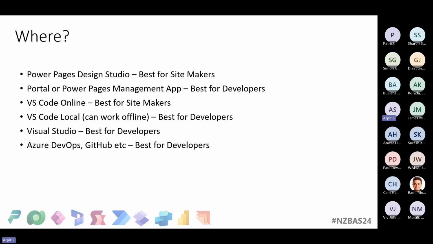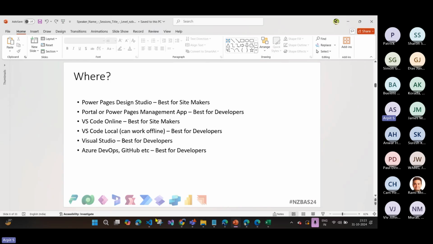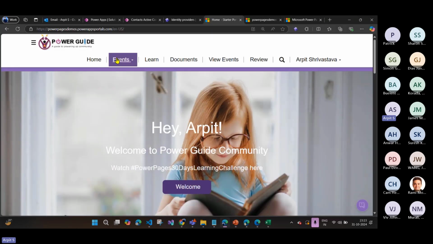And then you have Azure DevOps and GitHub that you can use to store your Power Pages configurations, and you can connect with any of your VS Code or Visual Studio to pull and push the data. So these are the different ways, or the tools, that you can use to customize your Power Pages application. Okay. So let me quickly go back to my Power Pages site.